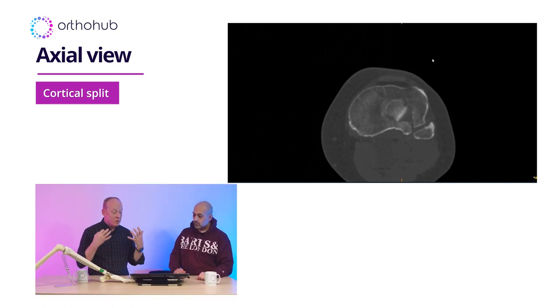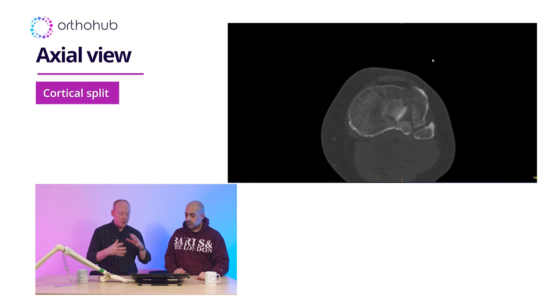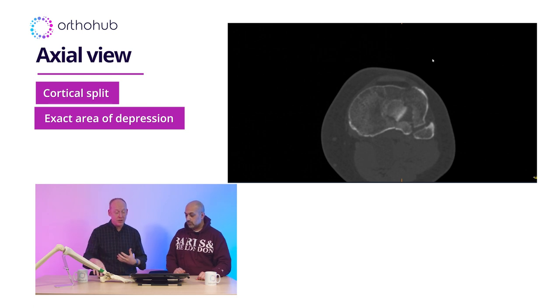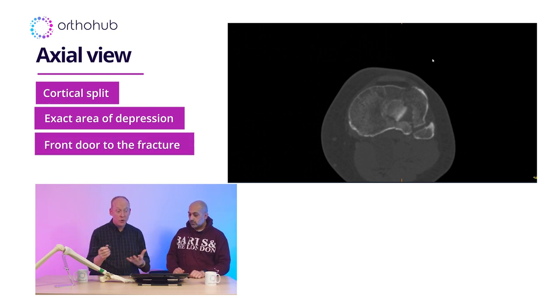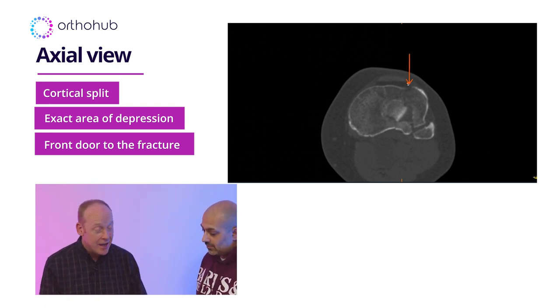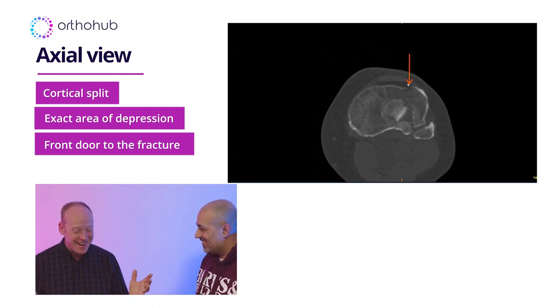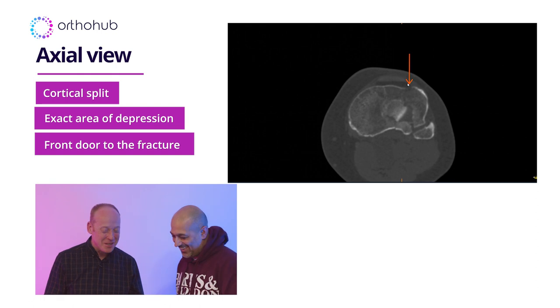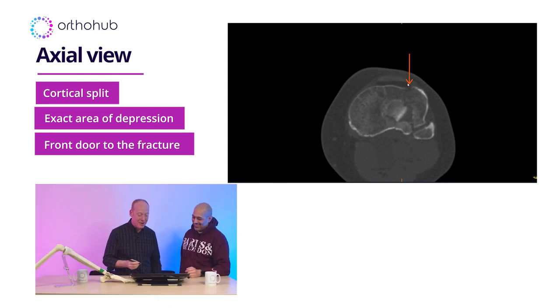What does the axial give us? Again, it shows us really nicely the exact part of the impacted bit. But for me, the real role of the axial is it shows you where the front door is. And sometimes the back door. Exactly. Don't forget the back door. In a Schatzker 2, the back door is less important, but in a bicondylar it can be very, very relevant.